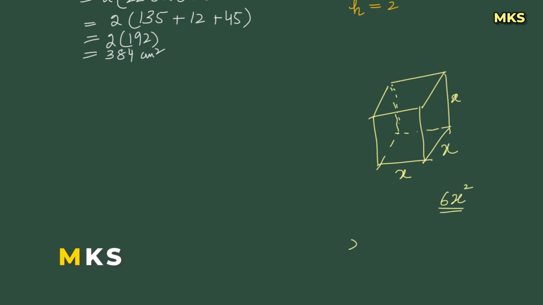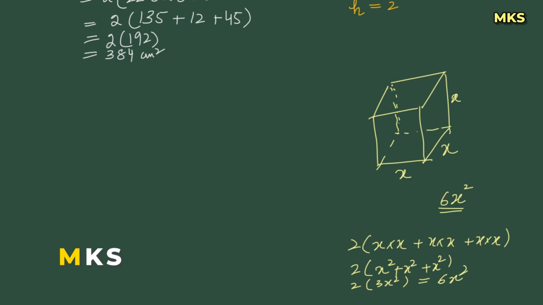Or if we apply the formula of cuboid, so x times x plus x times x plus x times x. Why? Because L, B and H, they are same. So there will be x square plus x square plus x square, which is 3x square. They are like terms, we can add them, that is 6x square. Or by using common sense, we know a cube has 6 faces. Each face is a square of length x centimeter.